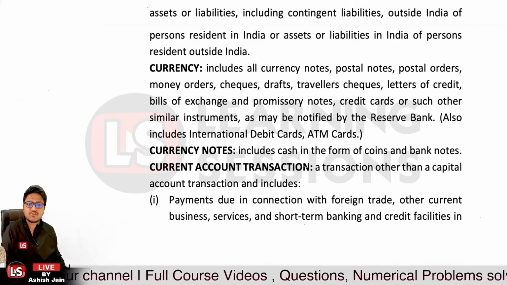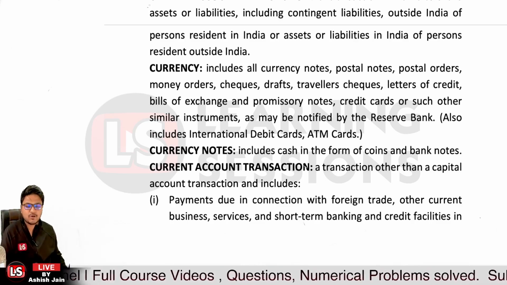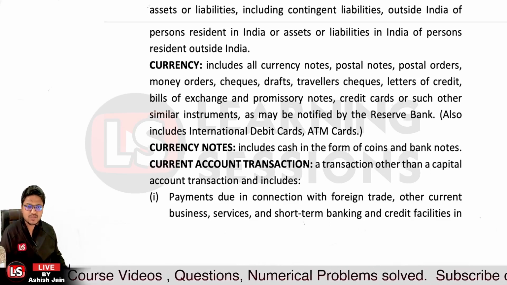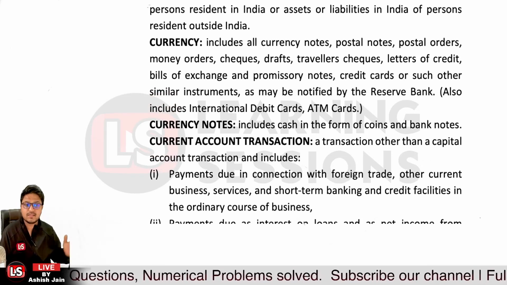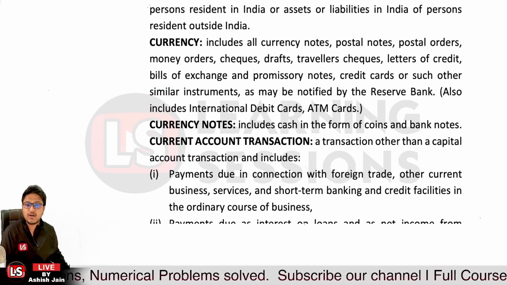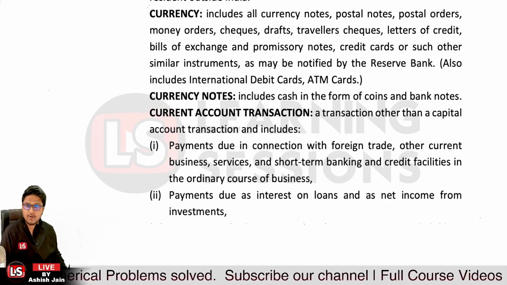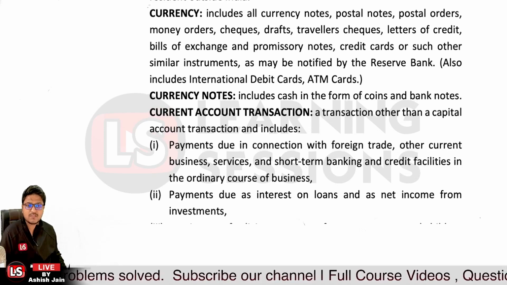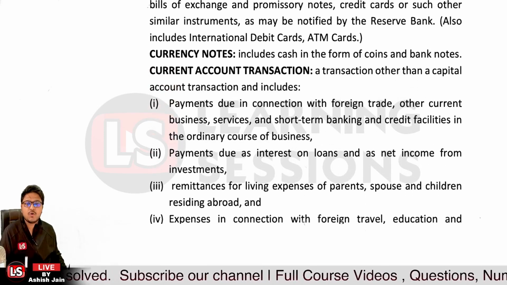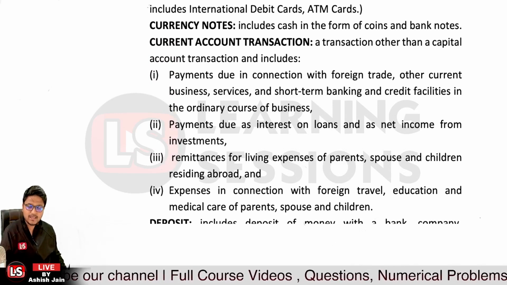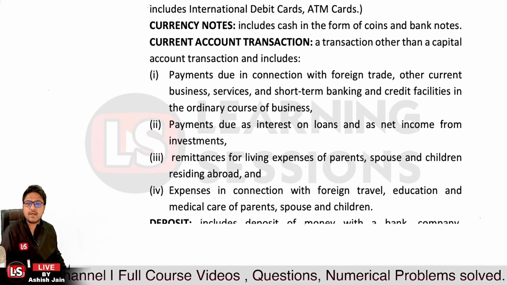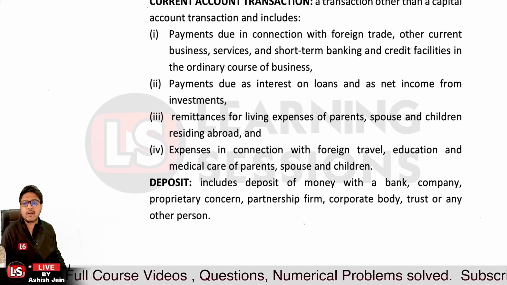Current account transactions are the other transactions, apart from capital account transactions. Like if you're going to pay some amount abroad for your business purposes, or any amount for day-to-day family maintenance purposes, that's also a current account transaction. So those have all been covered. Like if you're traveling abroad and you want to make some expenses there, that is also a current account transaction.